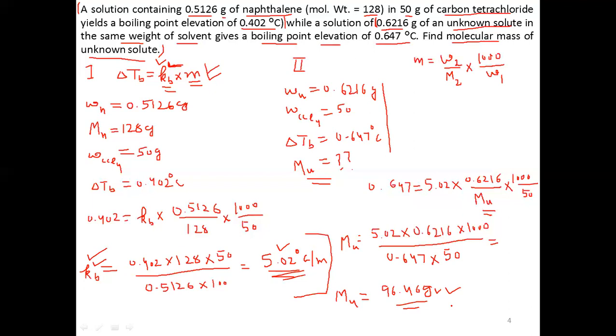So that was again a quite easy numerical. We just have to apply this formula twice. In the first case, we calculated Kb because Kb was not given. In the second case, we again applied it to calculate the molecular weight of the unknown solute.